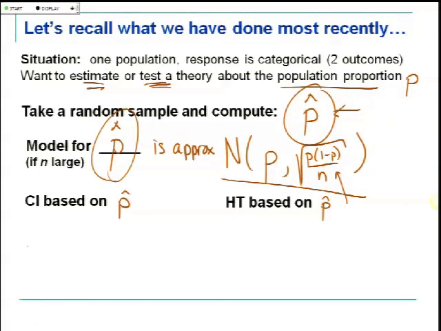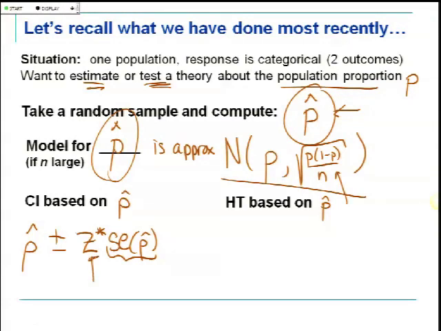Confidence interval looked like what? P hat went out plus or minus. We had this generic Z star, which takes on different values depending on how confident you want to be. And what sits next to it? Standard error. Now, what's the standard error? That expression right there is the standard deviation. The standard error is that same expression, but you put in the estimates, P hat. So the confidence interval uses the standard error, not the standard deviation.